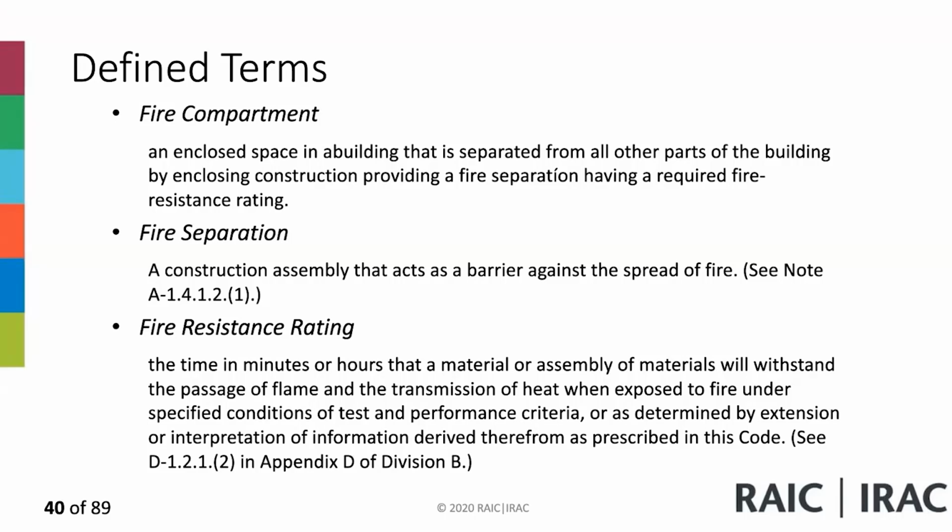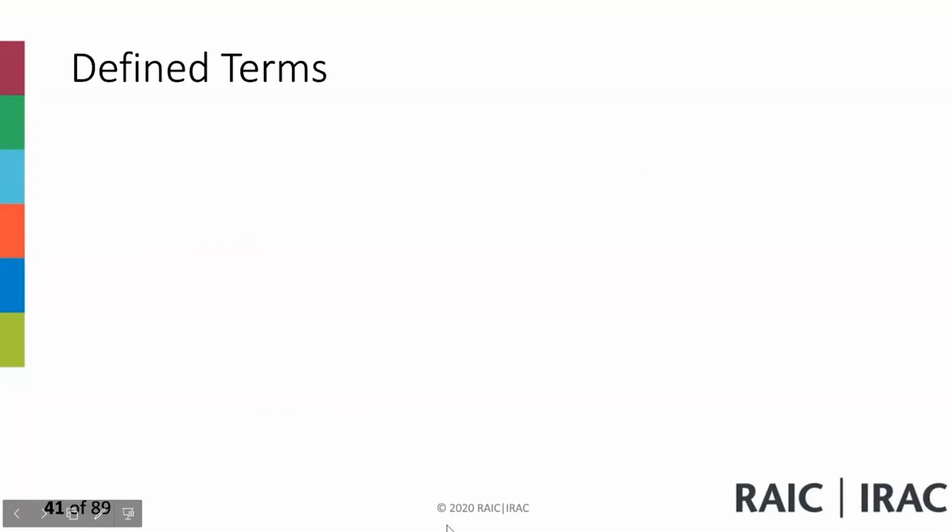So you can determine it from test criteria and performance criteria, or determined by extension or interpretation of information derived therefrom as prescribed by code. So the code tells us we can do it through testing or as specified by code, and it tells us to see Appendix D 1212 of Division B. So there's two ways of doing fire resistance, either through test evidence or looking into the Appendix D. We'll cover that later on.